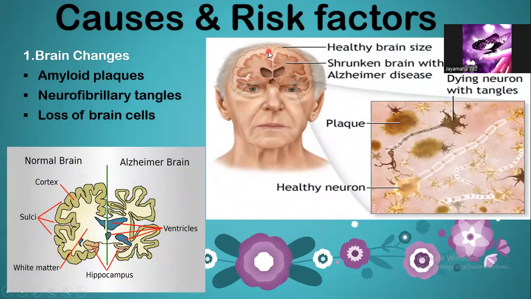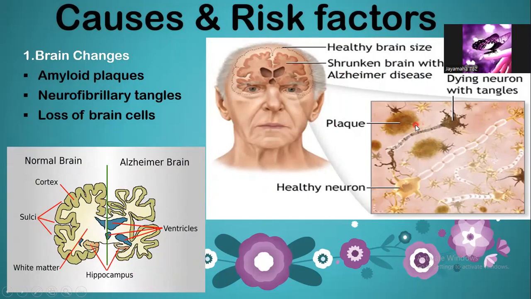So, in this picture, you can all see that this is the healthy brain cell. Here, this is the normal brain cell. And this shows the shrunken brain with Alzheimer's disease. Here, the brain affected by Alzheimer's disease is visibly smaller in size due to the neuronal loss and the atrophy of particular areas related to memory and cognition. It means areas like the cerebral cortex and the hippocampus.